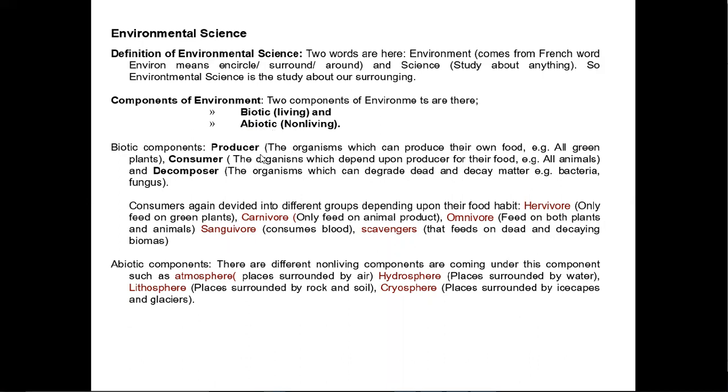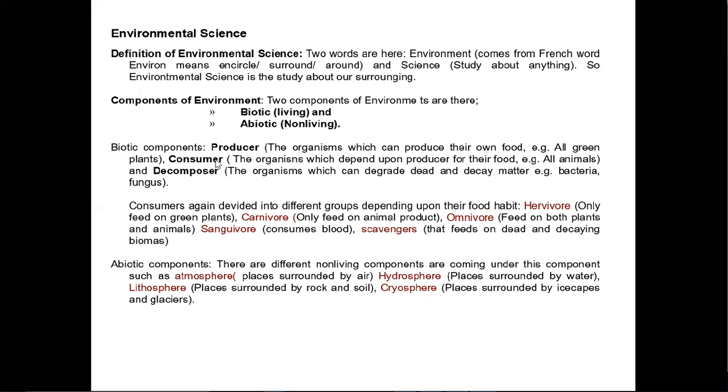So biotic components include producers, consumers, and decomposers. What is a producer? The organism which can produce its own food is known as a producer. For example, green plants. Green plants can produce their own food by the process of photosynthesis. Why can green plants produce their own food? Due to the presence of which pigment? Due to the presence of chlorophyll.